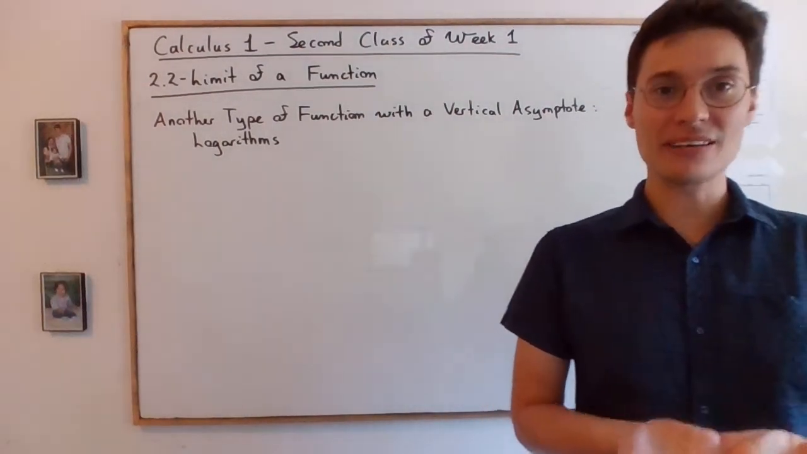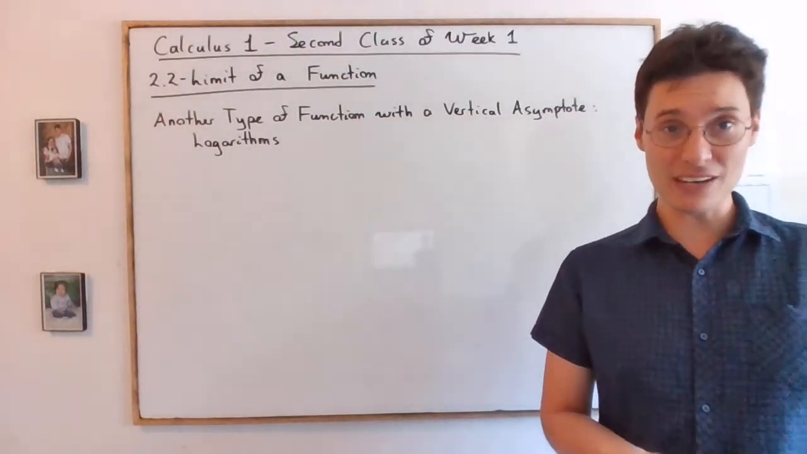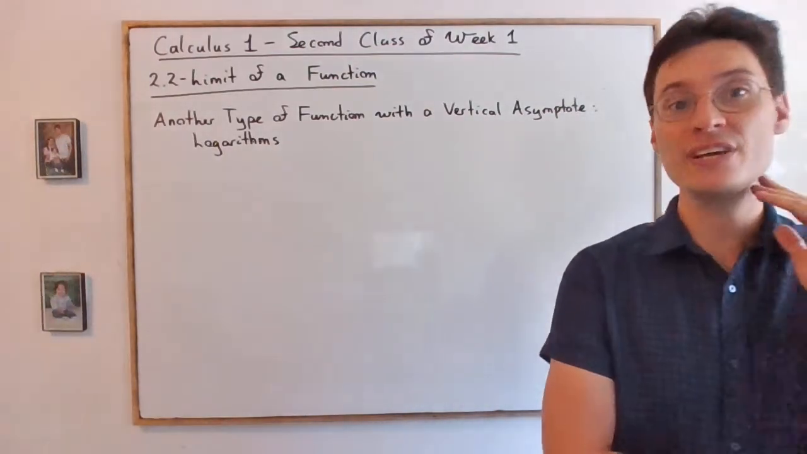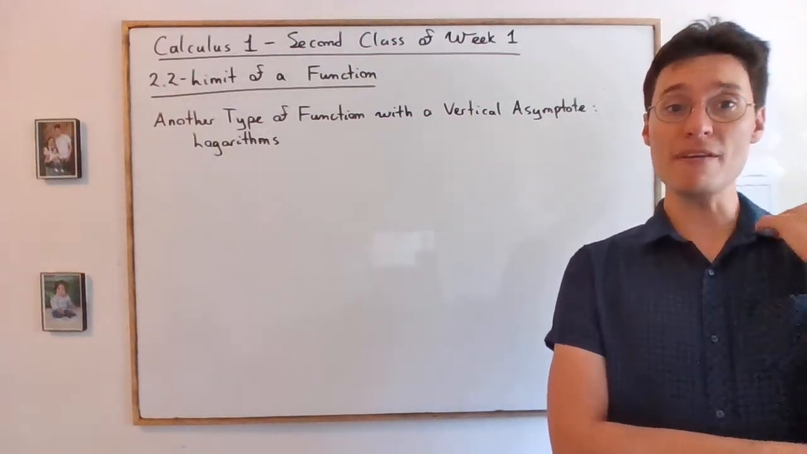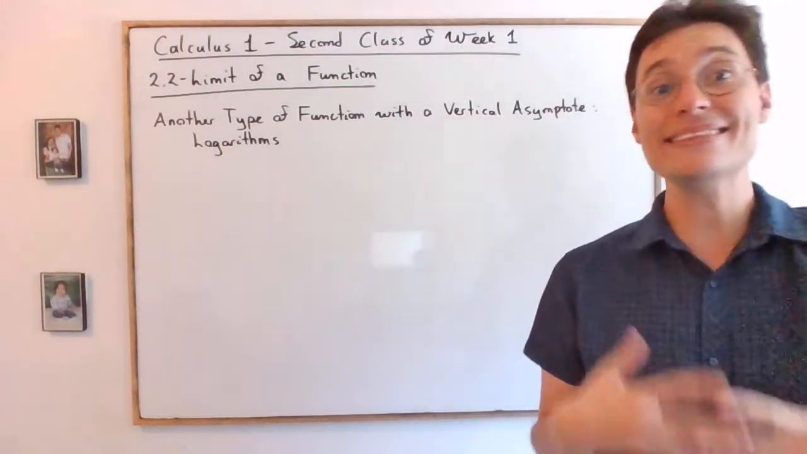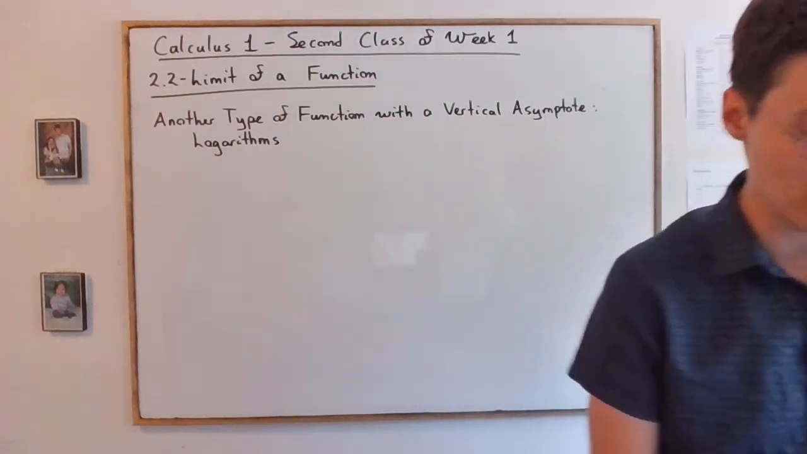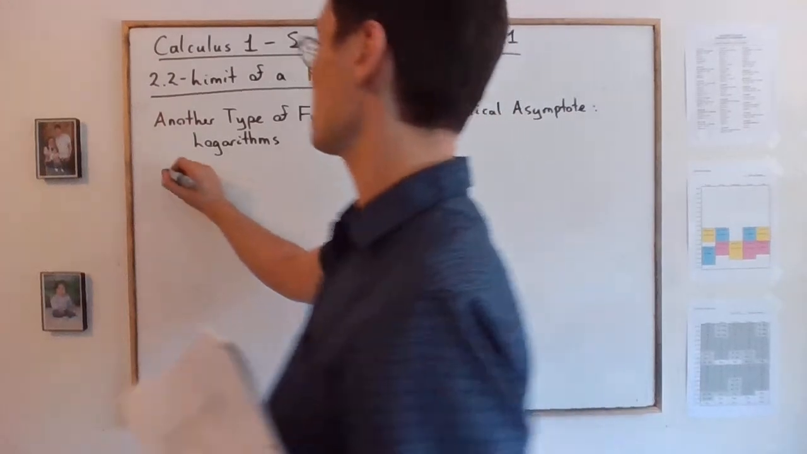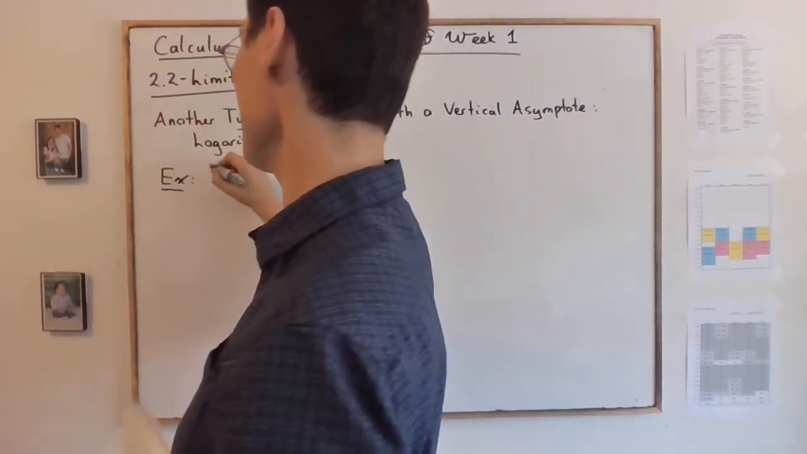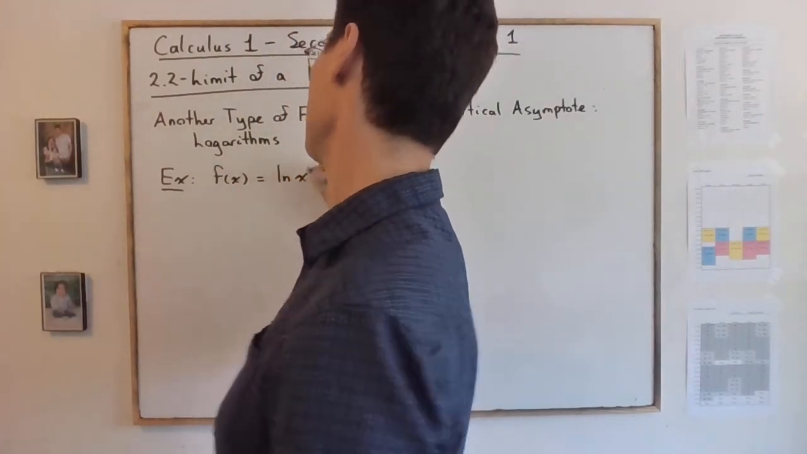Alright, so now we're going to talk about another type of function which has vertical asymptotes. Vertical asymptotes do not only occur when the denominator of a function is equal to 0. Some functions actually have vertical asymptotes in their definitions, and this is the case of the logarithmic function. Let's have a look at the most famous example. If summer wasn't too hard on you, you should remember it. f of x is equal to ln of x.